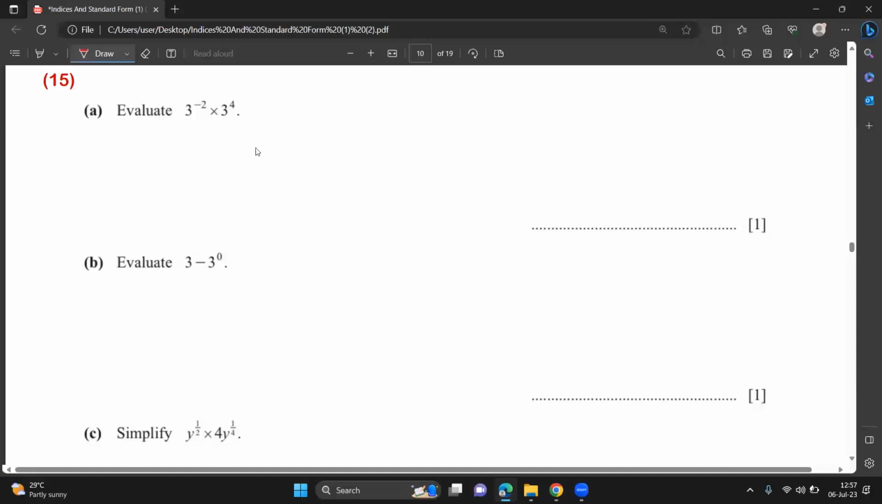Very good. How many of you got 3 to the power 2 as the answer? Which is equal to what? 9. Very good. 3 to the power 2, which is equal to 9. 3 minus 3 to the power 0. What is 3 to the power 0? What is 3 minus 1? 2. Easy?